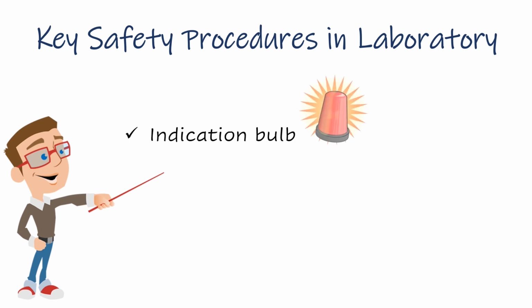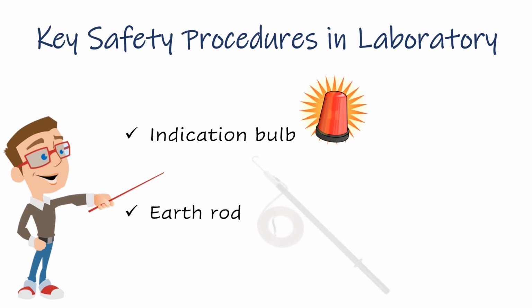Indication bulb. There is a bulb in front of the high voltage laboratory to indicate whether there is an ongoing practical or not. If the bulb is lit, that warns outsiders not to enter the laboratory area.